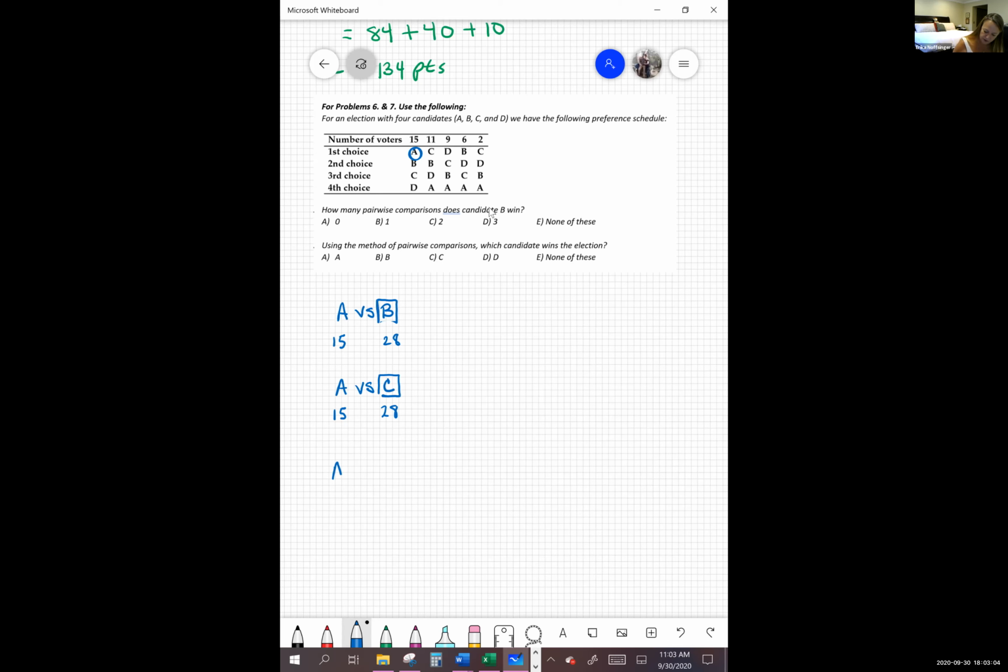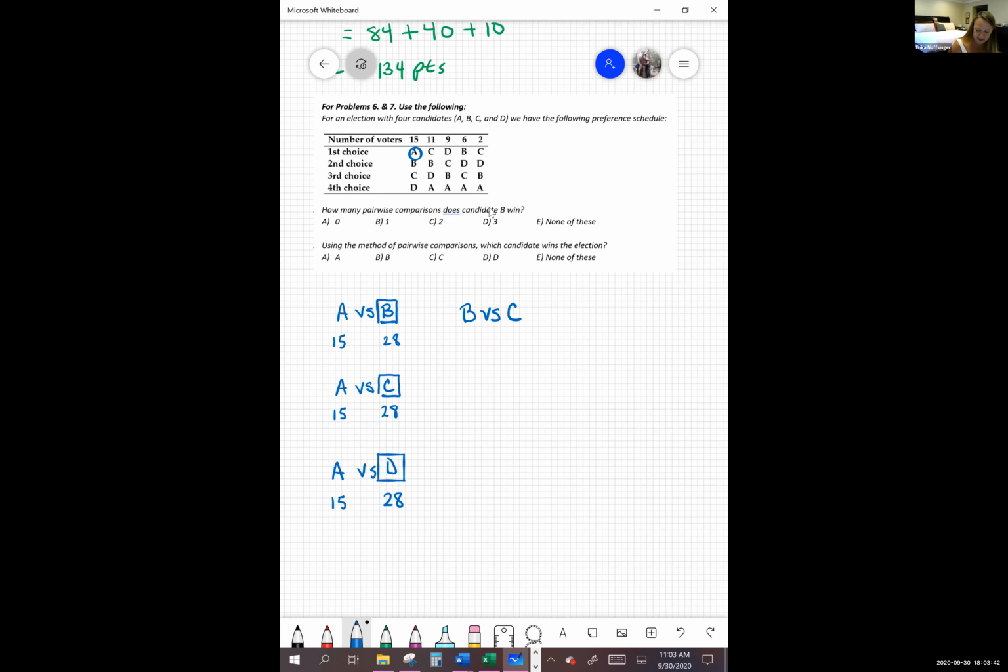So same thing with A versus D. Well, notice A is always at the end. So we can just reason again. Well, A is always the loser in that one. So we got 15 versus 28, so D is the winner. Okay, so we've done every pairwise comparison that we could do of A versus all the other candidates. Now we got to do B versus the other candidates. Well, we already did B versus A here, so we don't have to do that again.